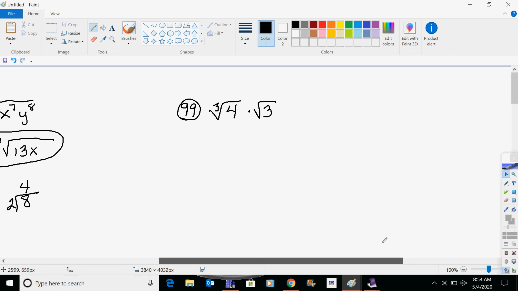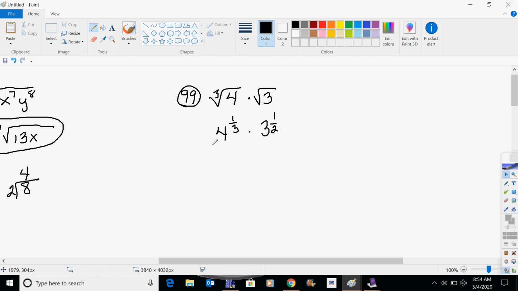And then over here, this one, you need to get the same denominator in your fraction. I'm going to write this as 4 to the 1/3 power, and this as 3 to the 1/2 power. Now, an interesting thing with this one is that this is really a 2 squared. So I want to rewrite this as 2 squared to the 1/3 power, and this is 3 to the 1/2 power.